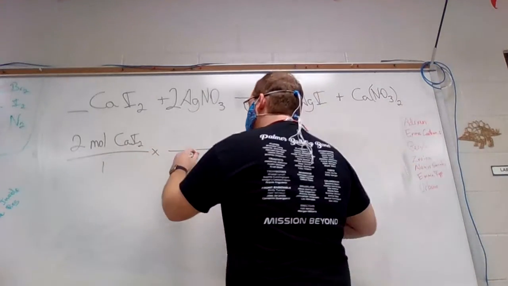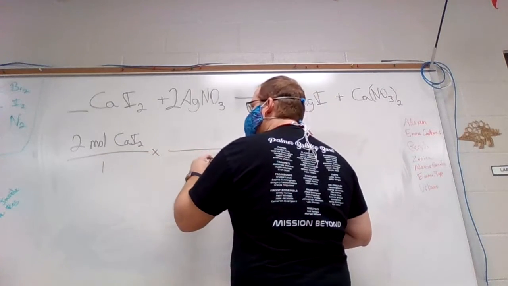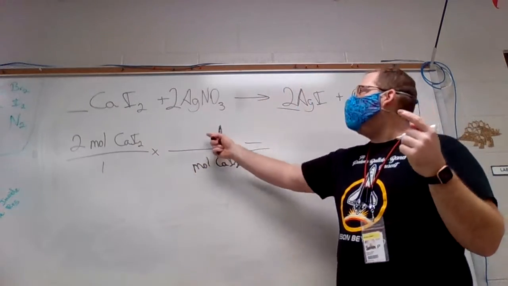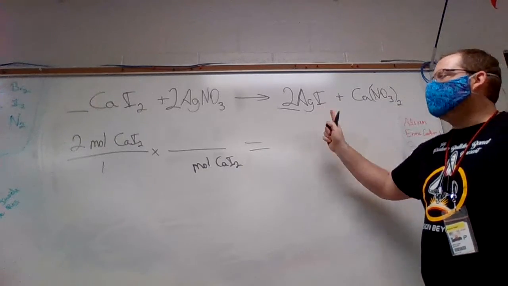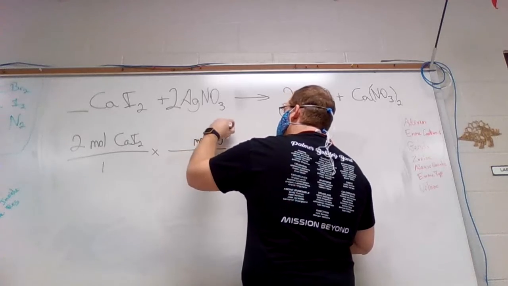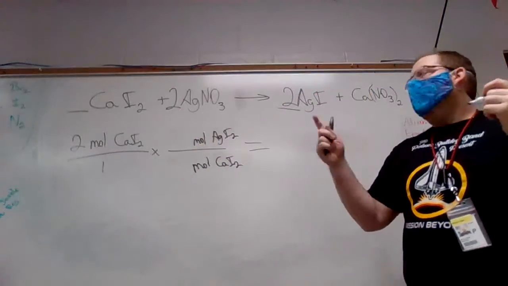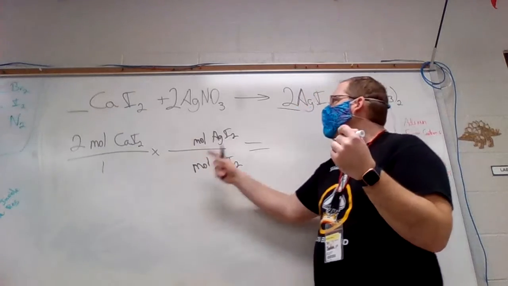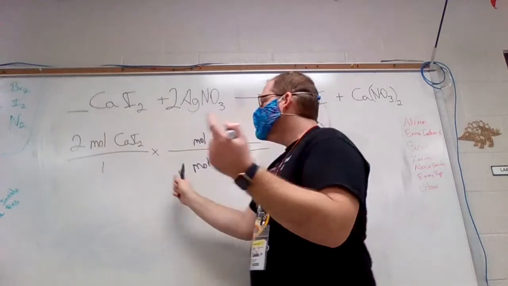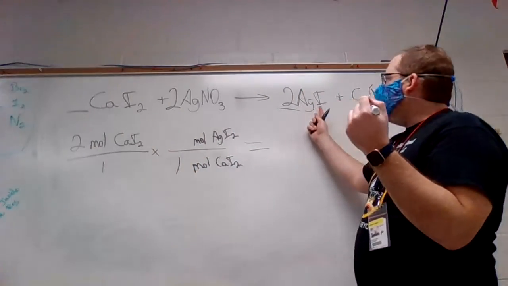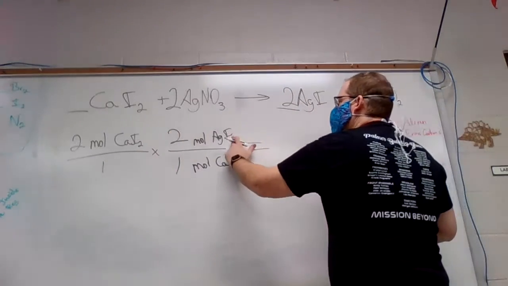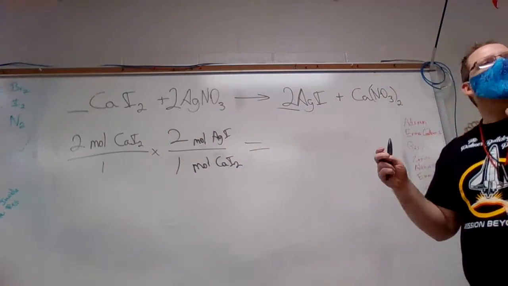So I want moles of CaI2 on bottom. And what I want on top is my new chemical, moles of AgI. And where do I get the numbers from for here? I get them from the coefficients. So for CaI2, there's nothing there, so that's got to be a 1. And for AgI, there's a 2. I guess it's AgI. My bad. So 2 over 1. And that makes sense.